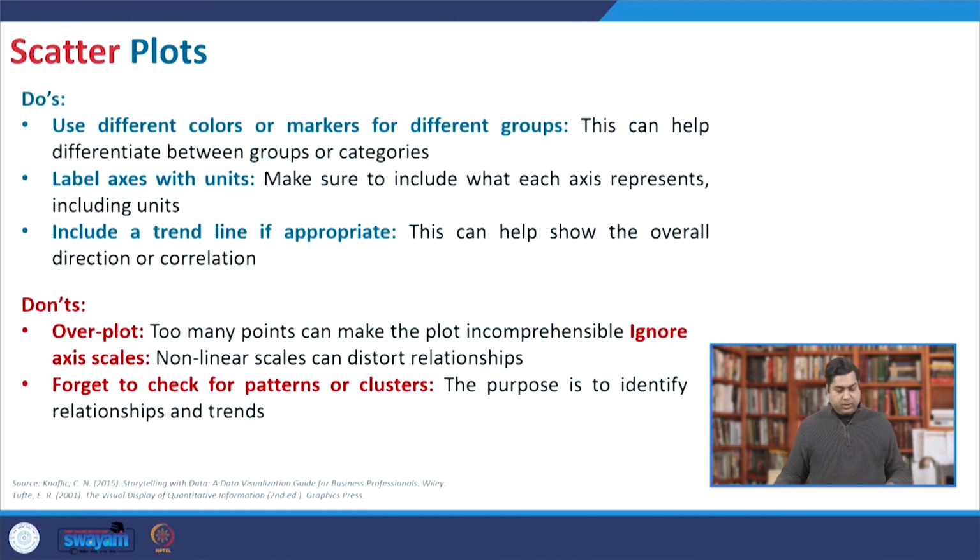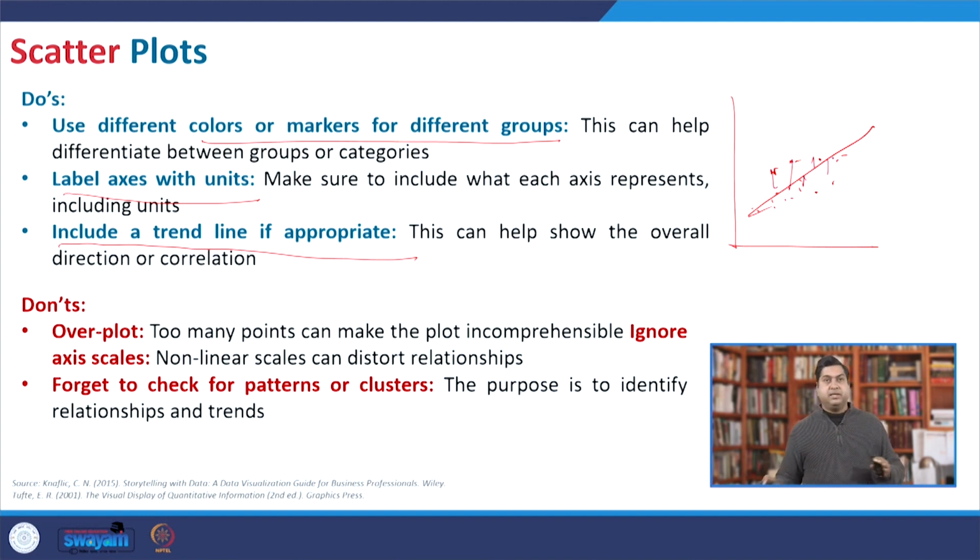The scatter plot uses different colors and markers for different groups. If you have multiple scatter plots, label the axis with the units, very important what unit you are using, and include a trend line if possible. So, say for example, if there are some data points in the scatter plot and you try to plot the linear equation, you can again see that some of the points are not on the line, there is a certain sort of deviation, but still it can fit.